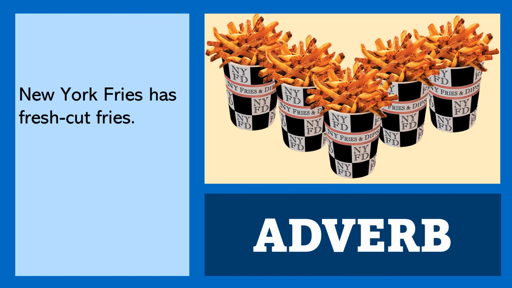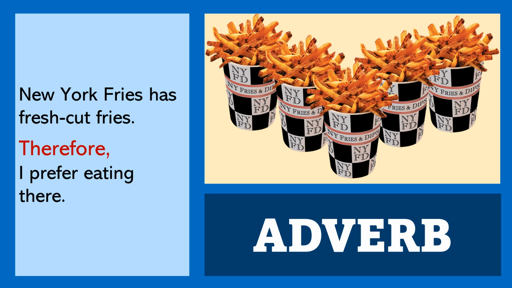Likewise, we can use it to show a consequence. "New York Fries has fresh cut fries, therefore, I prefer eating there." Again, we have the adverb "therefore," it's closed out with a comma, and now the reader knows that the action in this context, preferring to eat there, is a consequence of the sentence that came before.